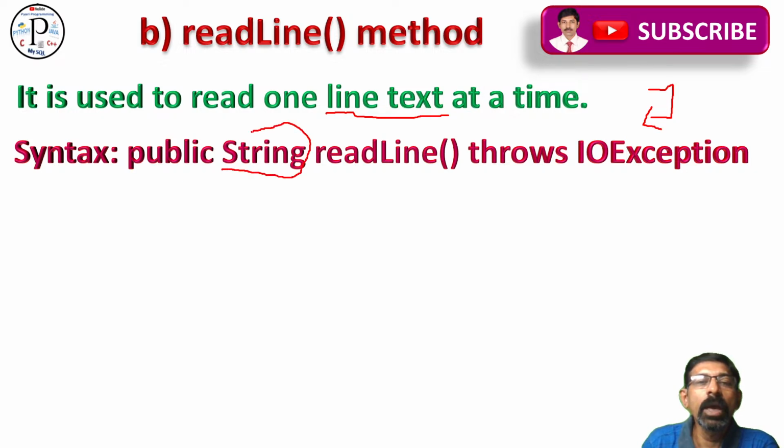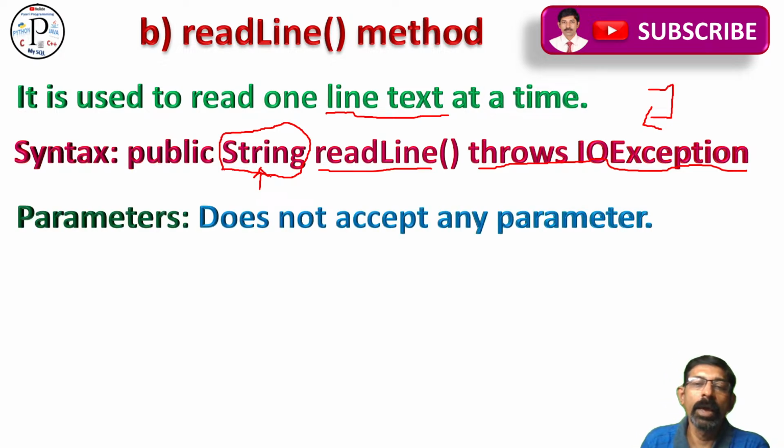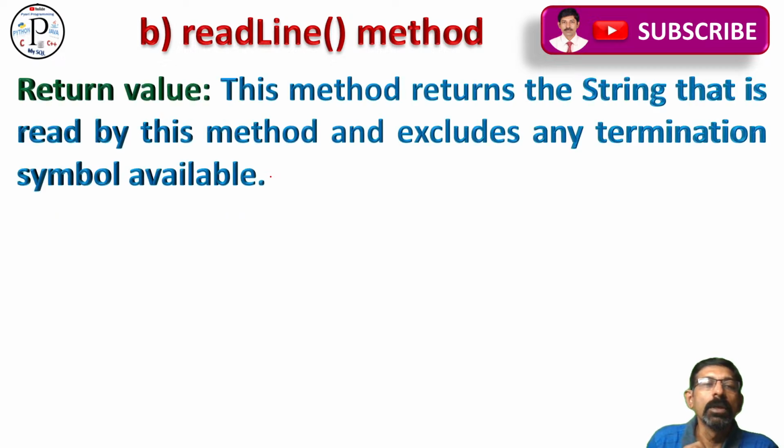Now we have to emphasize this part. For read, the return type was integer. For readLine, the return type is string. There also it was generating an exception. Here also it is generating an exception. So I have to target this to differentiate between read and readLine. Parameter, again, this one is also not taking a parameter. This one is also generating an exception. These are similar points. Now the difference.